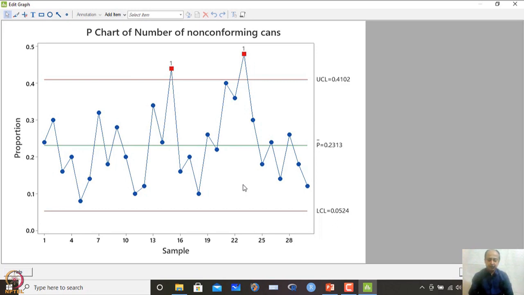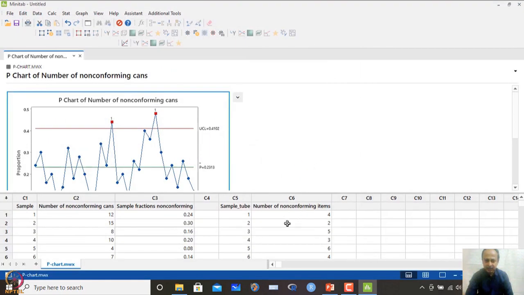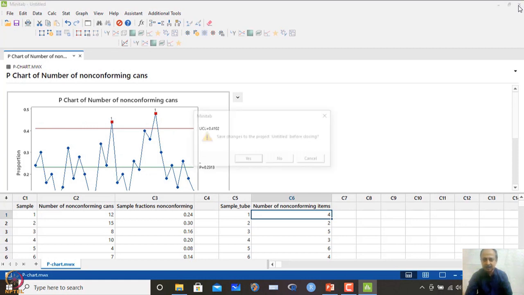Okay. Now, in this case, this is the proportion defective, and if the sample size changes, we can also figure that out. This is a P chart over here. If the sample size changes, then I will have a variable UCL and a variable LCL like that. So, that is one aspect.